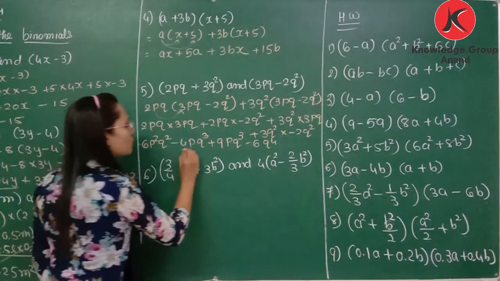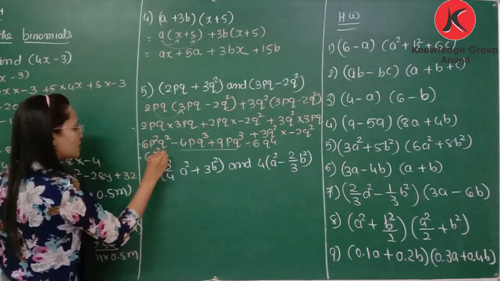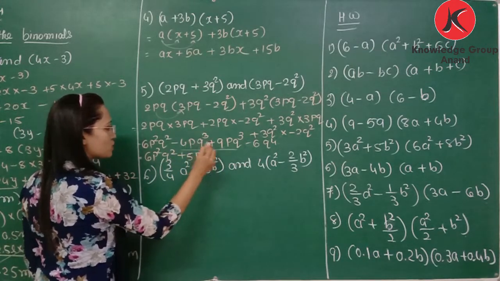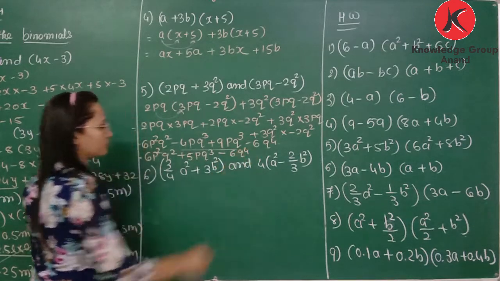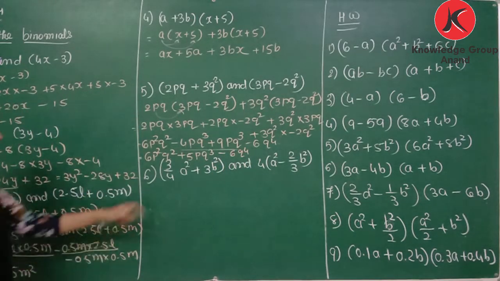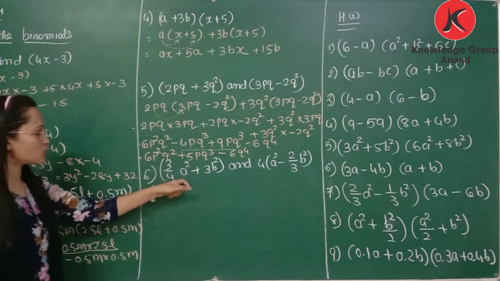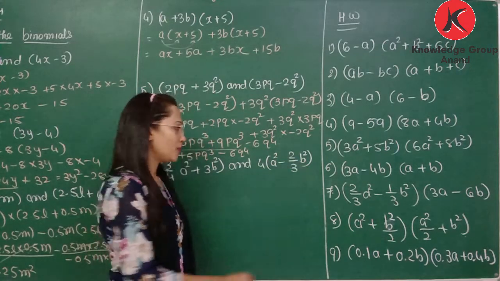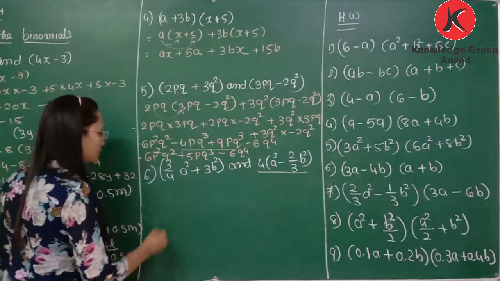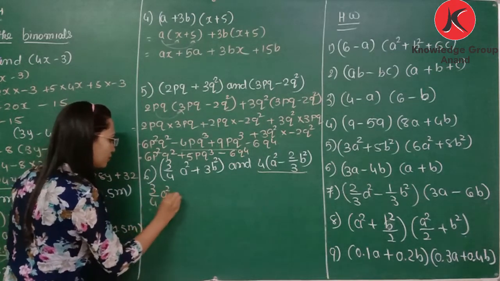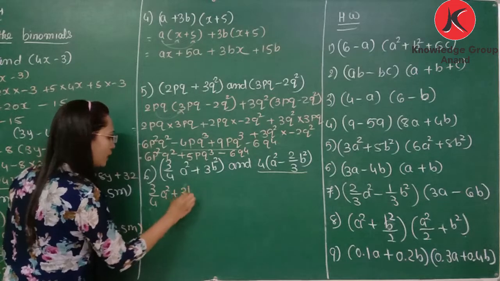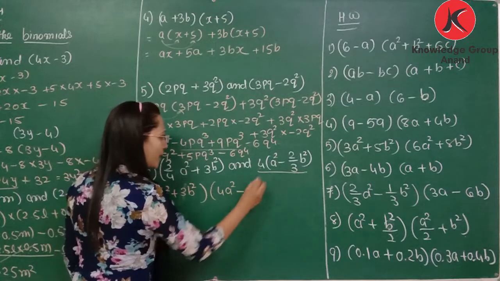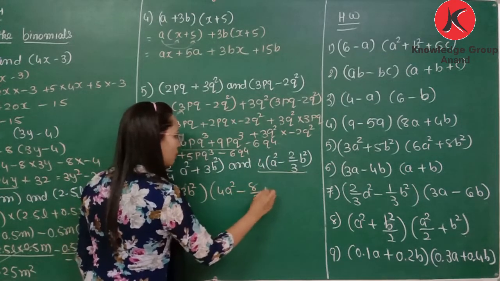Okay. Now these two are like terms, p square q square, minus 4 plus 9 is 5, p q cube, minus 6 q raised to 4. So this will be our answer. Now sixth part, 3 by 4 a square plus 3b square and 4 a square minus 2 by 3b square. Here we will multiply this term first: 3b square, 4 multiplied inside the bracket, so 4a square minus 4 2s are 8 by 3b square.